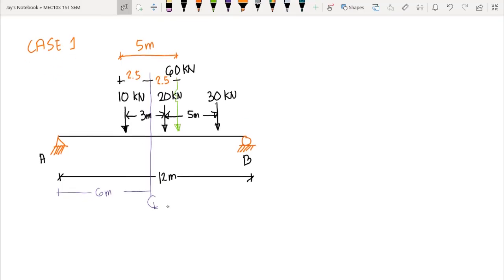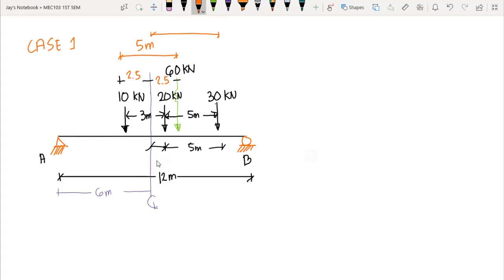In that case, we compute for the distance of 30 from the center line, because the outermost load may fall outside of our beam. Let's check the distance of 30 kilonewton from the center line, and we have here 5 plus 2.5. This distance here is 5 meters, correct? Plus this distance. Okay, how are you going to compute this distance?